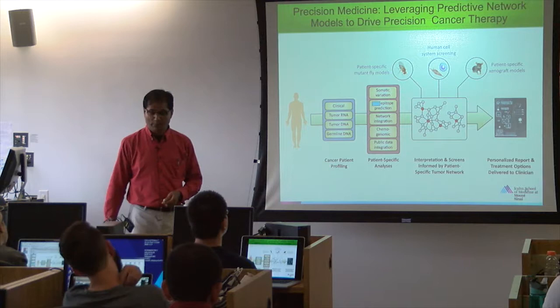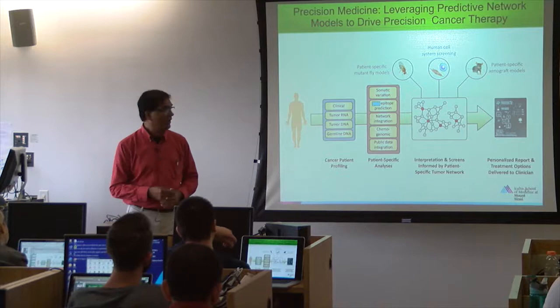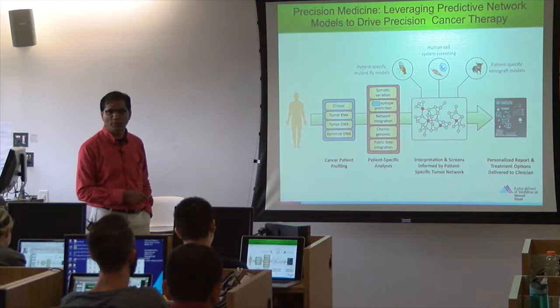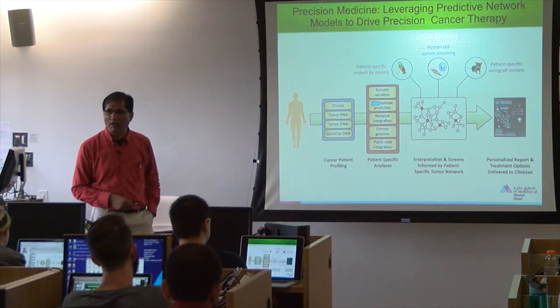Some people it doesn't work. That's how it is. But what we can do now is that in a tumor patient, we can get the tumor RNA, tumor DNA, and then the normal germline DNA. We can sequence it, analyze that data, and then see which pathways are altered in that.